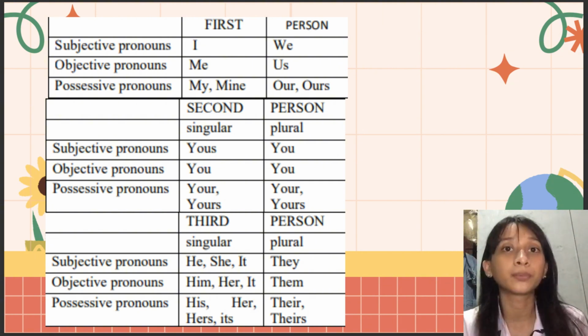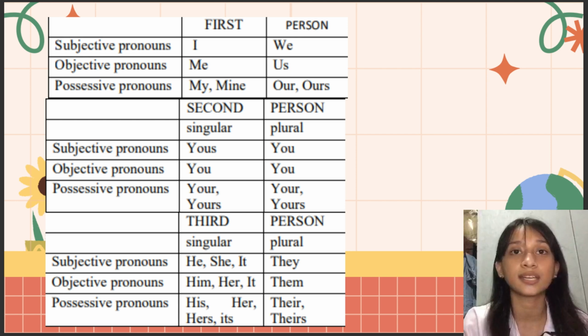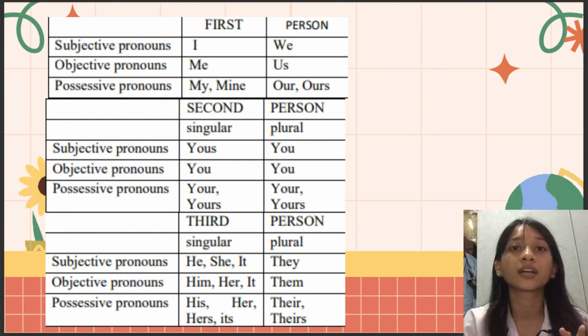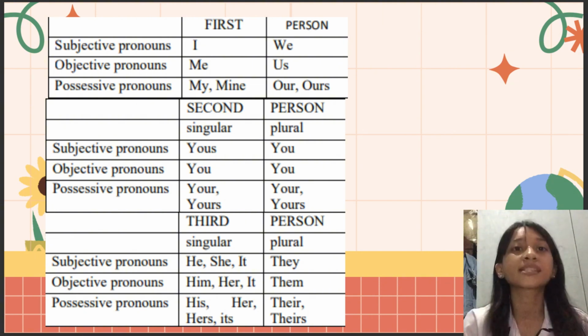And now in third person, the singular subjective pronouns are he, she, and it. In plural subjective pronouns, we use they. In singular objective pronouns, we use him, her, and it. On plural objective pronouns, we use them. On singular possessive pronouns, we use his, her, hers, and its. In plural possessive pronouns, we use their and theirs.